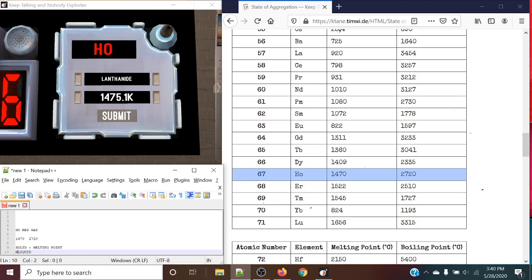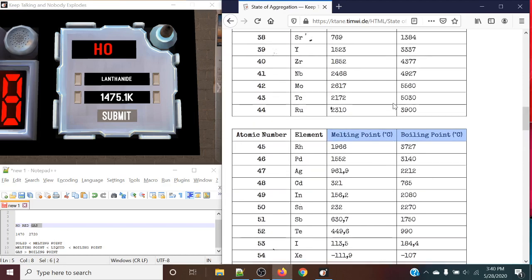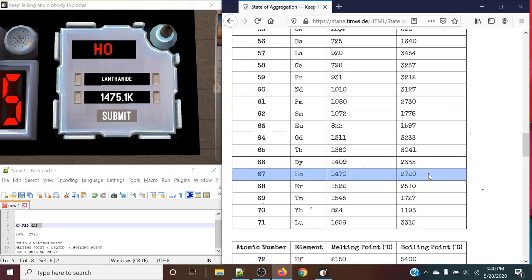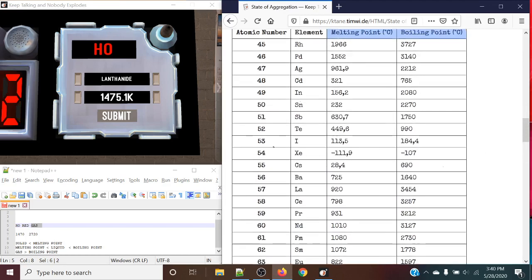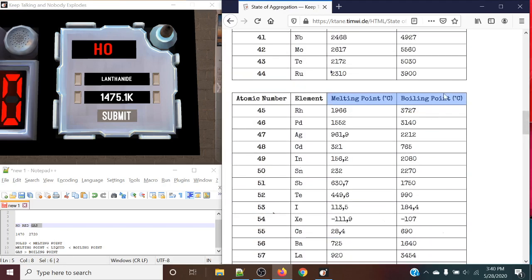I'll illustrate this a little bit better. A liquid is in between the melting point and the boiling point, and it is a gas when it is greater than the boiling point. And that's how this module works. So we've determined that we are looking for a gas, and what we need to do is look at the boiling point, and figure out what temperature is above 2720 in Celsius.